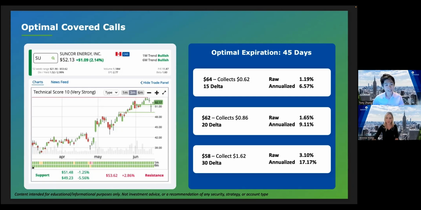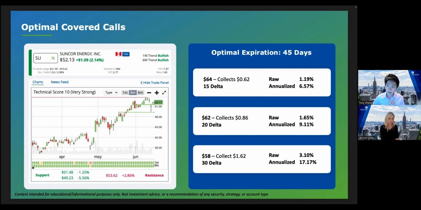That will collect 86 cents in premium, or 86 cents per share. That's about 1.6% of the stock's value. And lastly, I have the 64. This is $12 out of the money, and it only collects 62 cents in income. That's just a little bit over 1% of the stock's value.